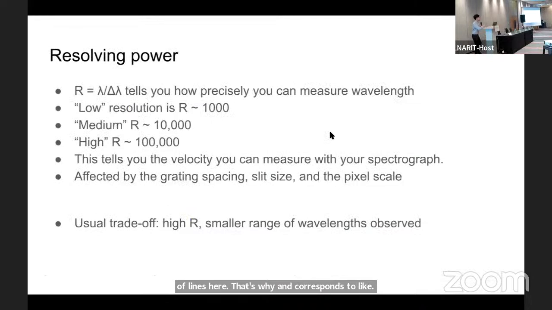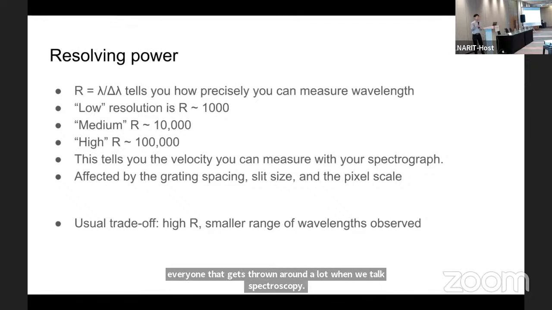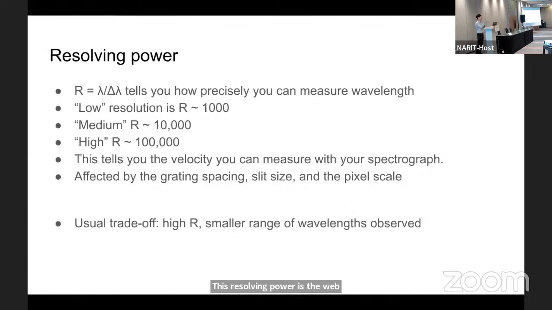So let's talk about these different terms that I promised. One is the resolving power. It's the number that gets thrown around a lot when we talk about spectroscopy. This resolving power is the wavelength divided by the wavelength resolution.